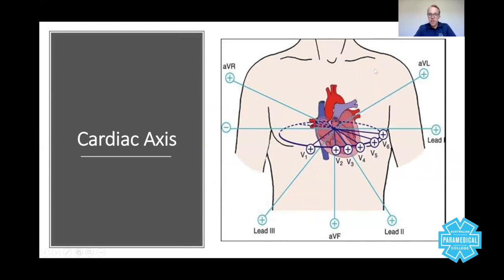So here you can see the movement of the electrical activity, and these relate to the different leads within the ECG. So cardiac axis, whenever somebody says cardiac axis to you, all you need to understand is that it's the movement of the electrical signal through the different parts of the conduction pathway.